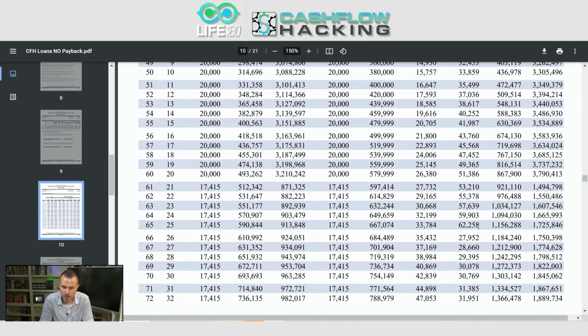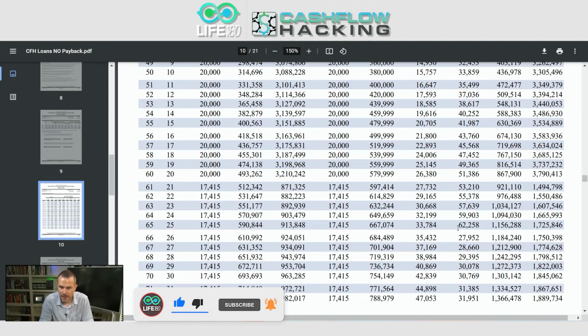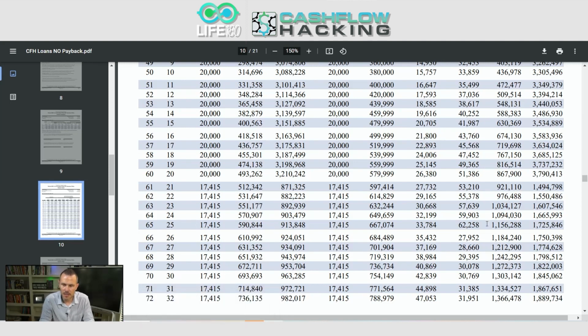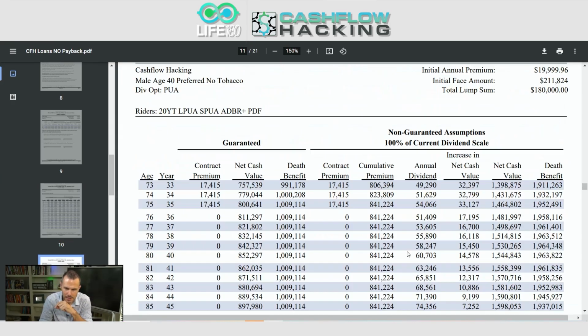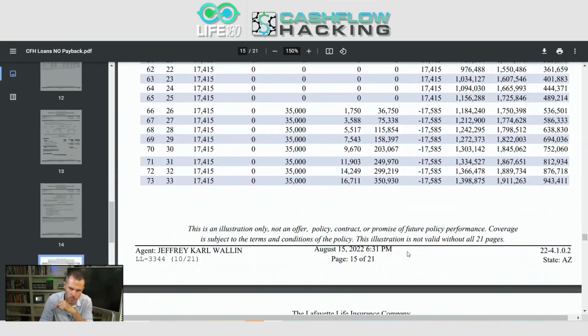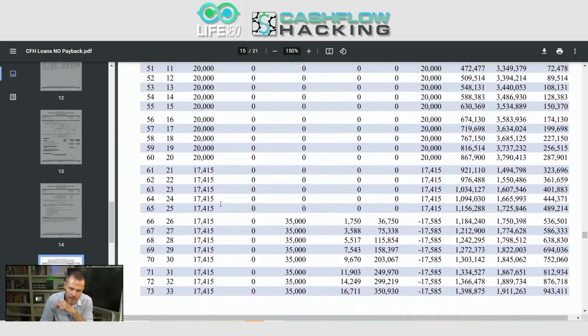Now it hits its peak where we're contributing $17,415 and it's growing by $62,000. So that's basically $45,000, let's ballpark it, in growth above and beyond what we're contributing to the policy. So what I did was I said, okay, let's take loans. So I'm going to scroll down here to the loan report, right? So I did, and I just wanted to show this for you.